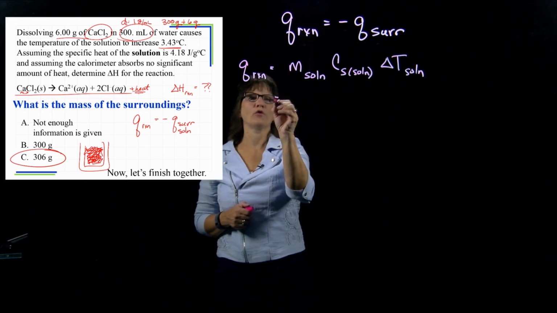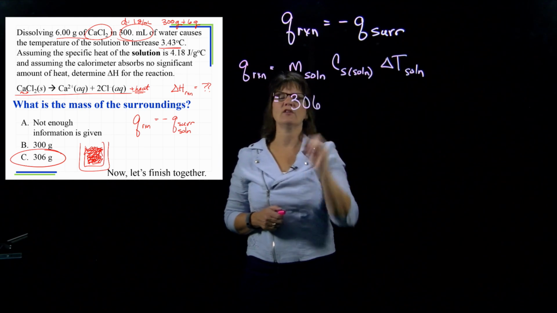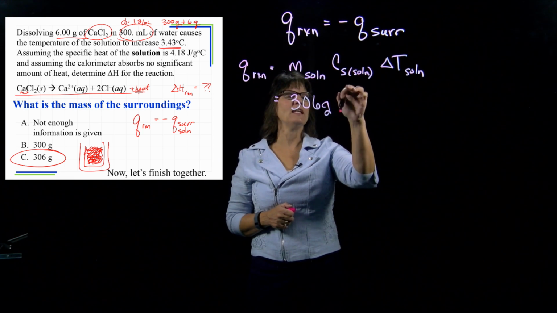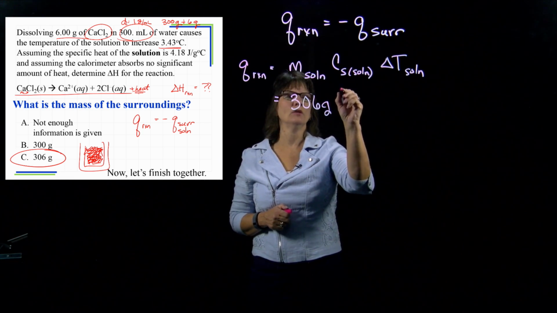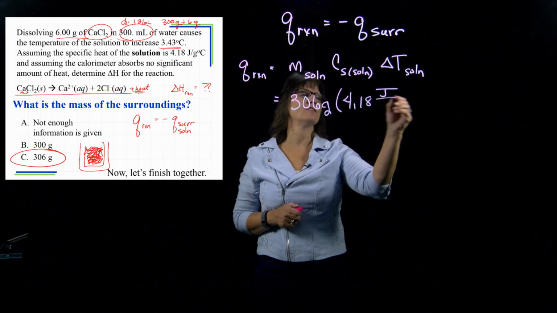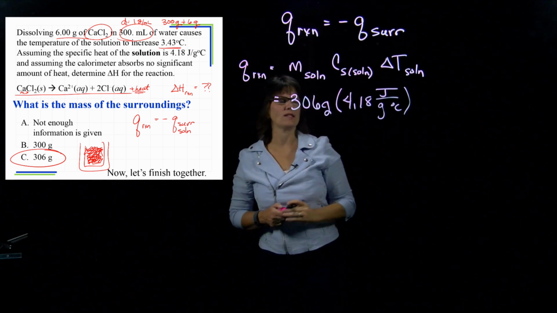Well, I know all of those pieces. The mass of the solution we just spent some time talking about is 306 grams. The specific heat of the solution is 4.18. It's just that of water because it's mostly water, and they gave that to me. You don't have to memorize that value.